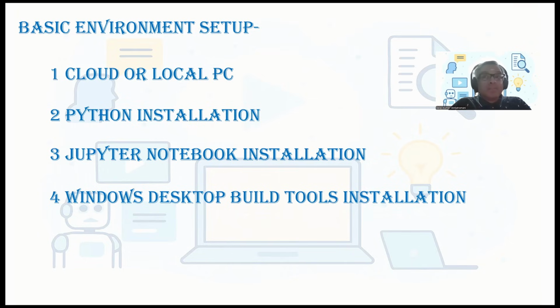Then there is another very important dependency that we should be aware of, and that's step number 4 in the basic environment setup. If we are running this on a Windows environment, some of the core packages, for example, the LangChain package that I spoke about earlier, have a dependency on Windows specific build tools when we are running the Python code through Jupyter Notebook.